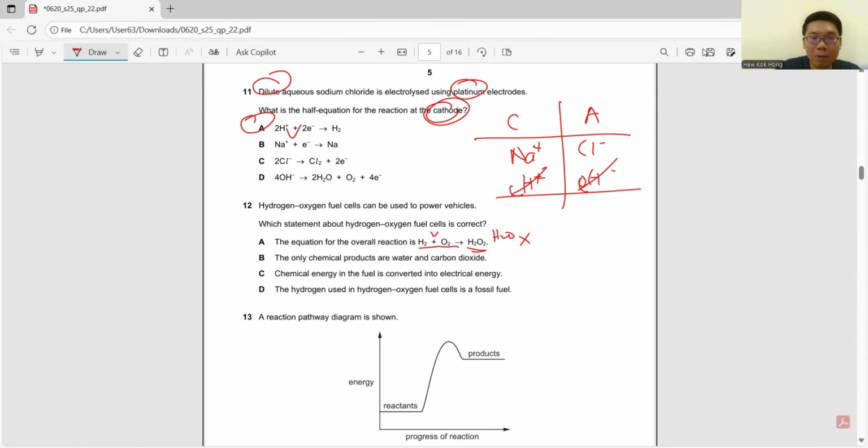B. The only chemical product is water, but no carbon dioxide because you use hydrogen and oxygen only. So how come it will form CO2? It's impossible. C. Chemical energy in the fuel is converted into electrical energy. Yes. D. The hydrogen used in hydrogen-oxygen fuel cells is from fossil fuels. No longer using fossil fuels. Fossil fuels will always contain a C and it will produce carbon dioxide. Hydrogen-oxygen cell won't have this problem.